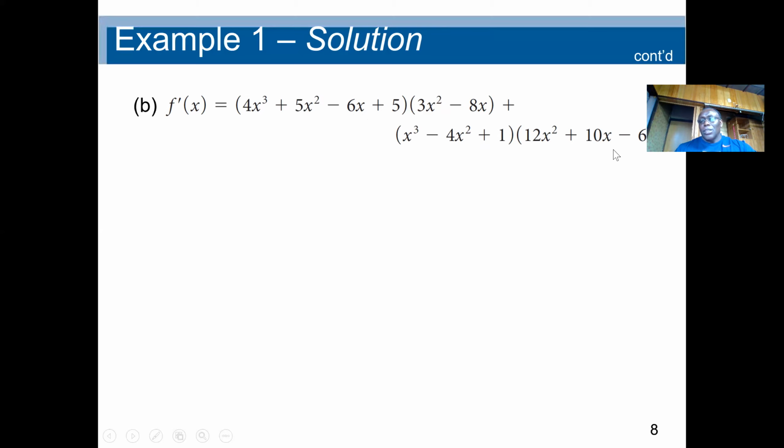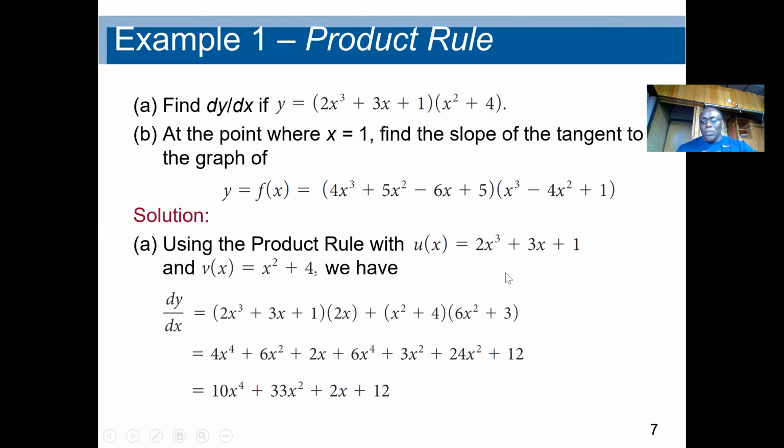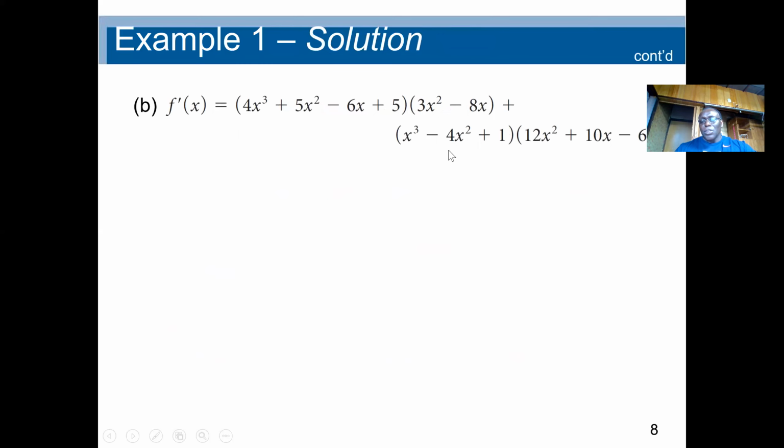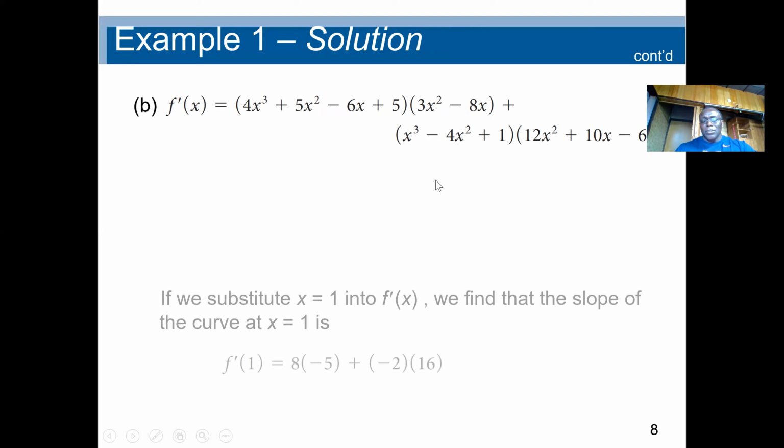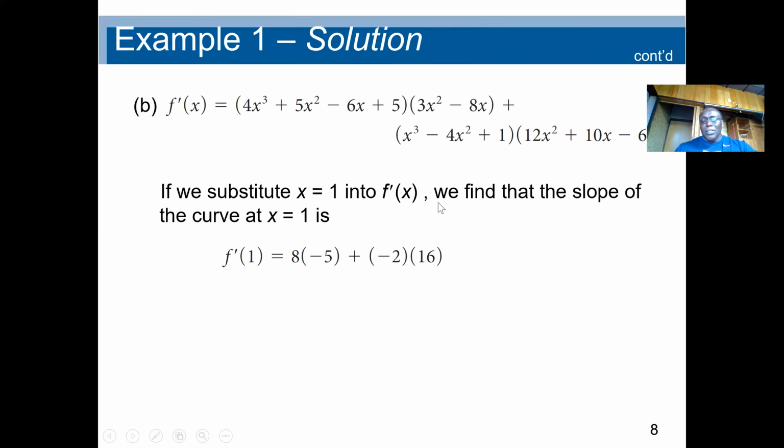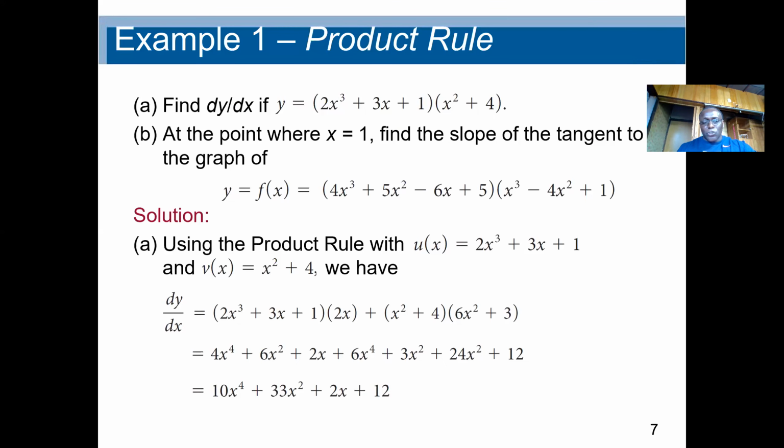Then we multiply it by the first term, which is, again, let's go back, x cubed minus 4x squared plus 1. And that's what we have here, x cubed minus 4x squared plus 1. Now we can remove the parentheses. But in this question here, let's go back to the question. They say we should find the slope.